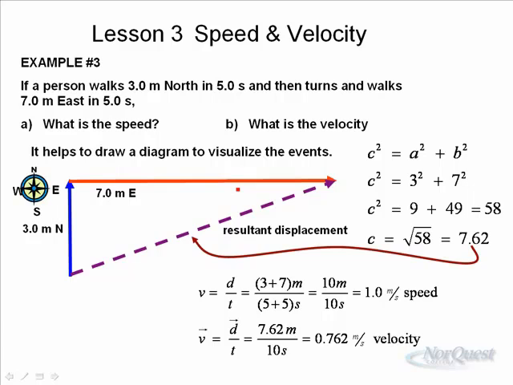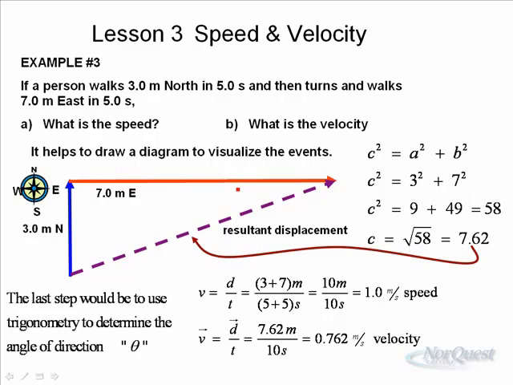So the last step would be to use trigonometry to determine the angle of direction. We won't do that right now, but to figure out this angle of deflection, we would use some simple sine, cosine, tan types of trigonometry. All right? And that'll come up a little bit later.